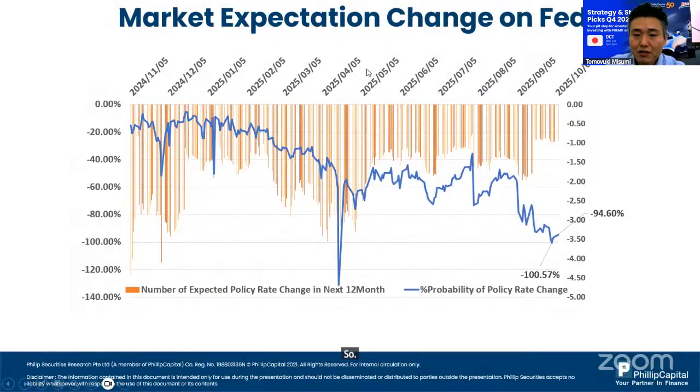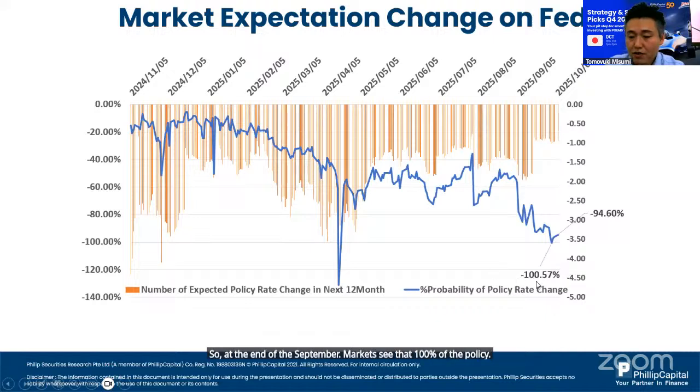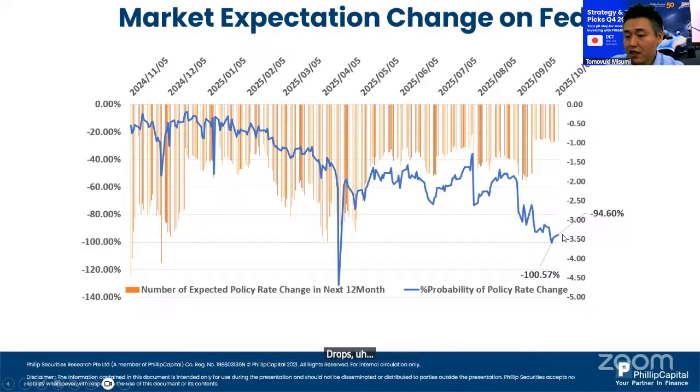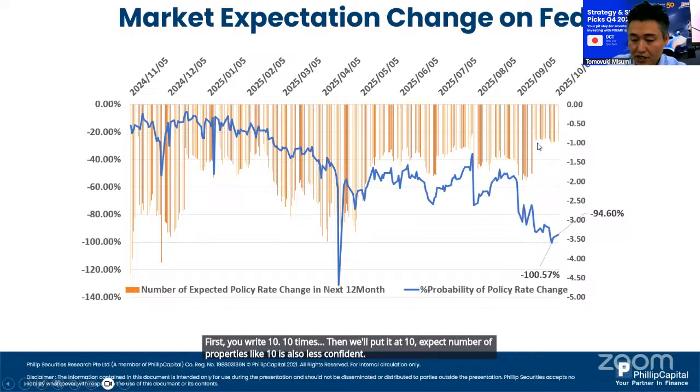So let's look at the Fed, the US Federal Reserve Banks. At the end of September, markets saw a 100% probability of a policy rate cut. But they are less confident about a policy rate cut at the current October meeting, and the expected number of further policy rate changes is also less certain these days.